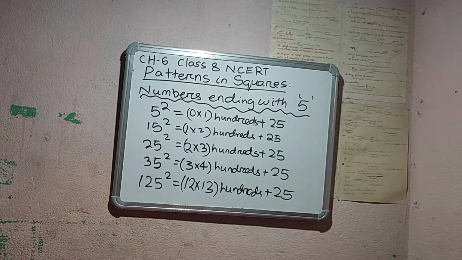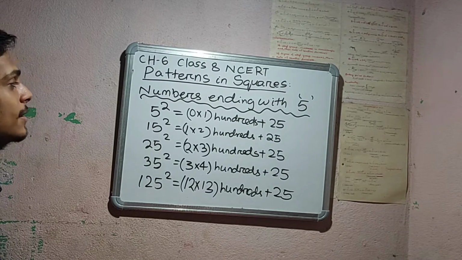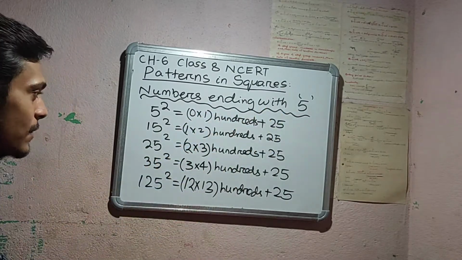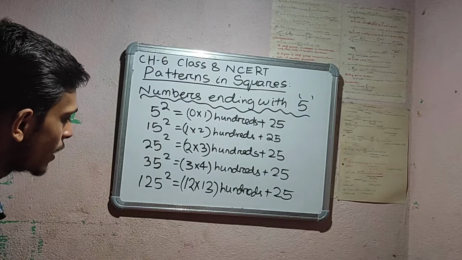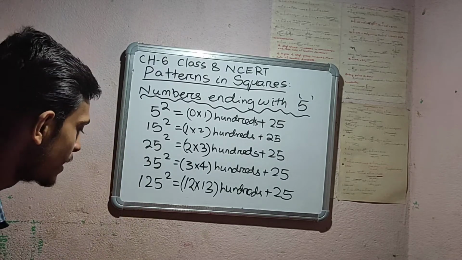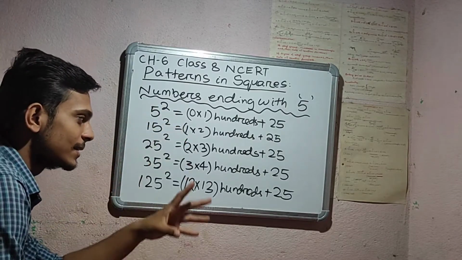So today we will see some patterns in squares. Finding the squares of numbers, there are some patterns. Here is one pattern: the numbers ending with digit 5. So the numbers ending with digit 5, just like 5, 15, 25, 35, 45, 55, 105, any digit number. You have to find the square using this pattern.